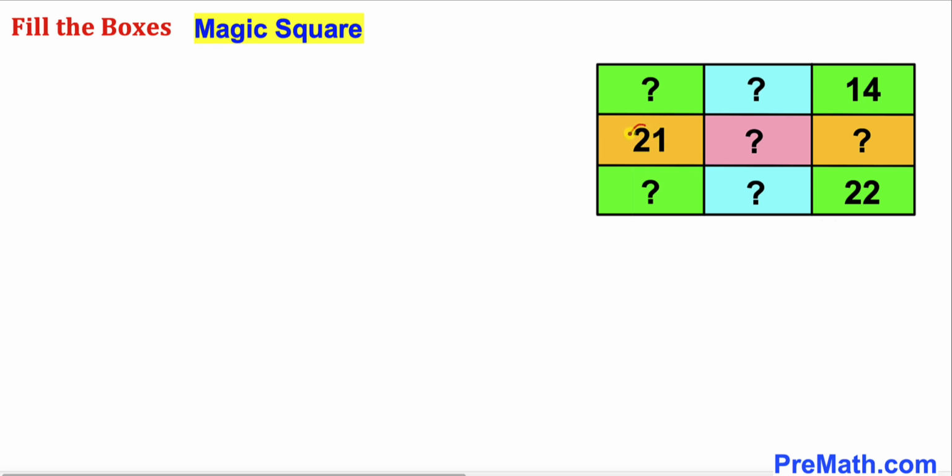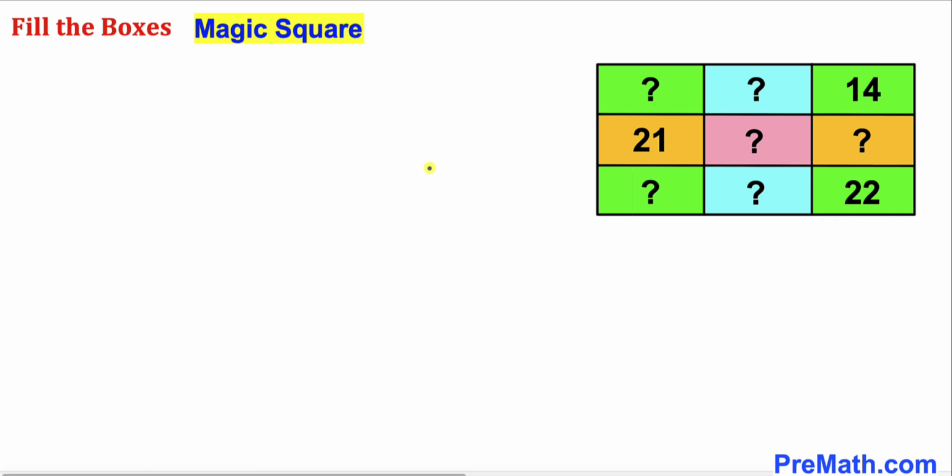In this video, we have this 3 by 3 magic square such that we have been given only these three values: 21, 14 and 22. And now we are going to find the values of these remaining boxes as you can see over here.